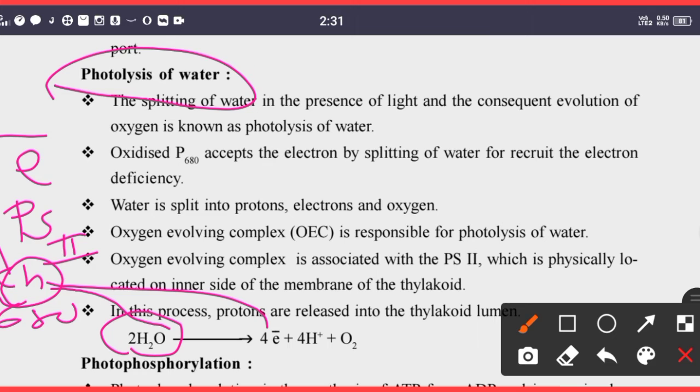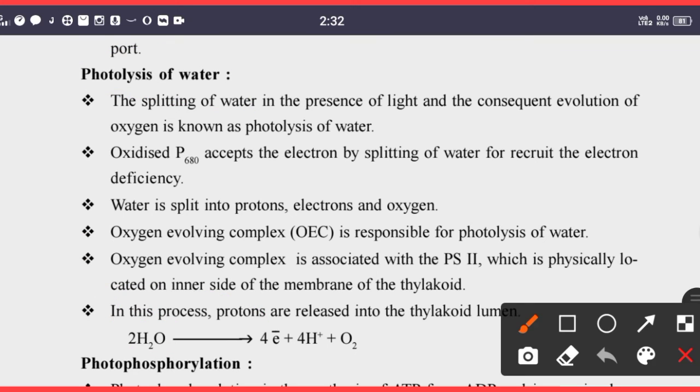So what are the products, what is the result? In photolysis of water, imagine light-activated chlorophyll breaking down the water molecule. If two water molecules are broken down, we can see 4 electrons, 4 protons, and 1 oxygen molecule released by the light-activated chlorophyll present in the PS2 reaction center. This you have to remember.